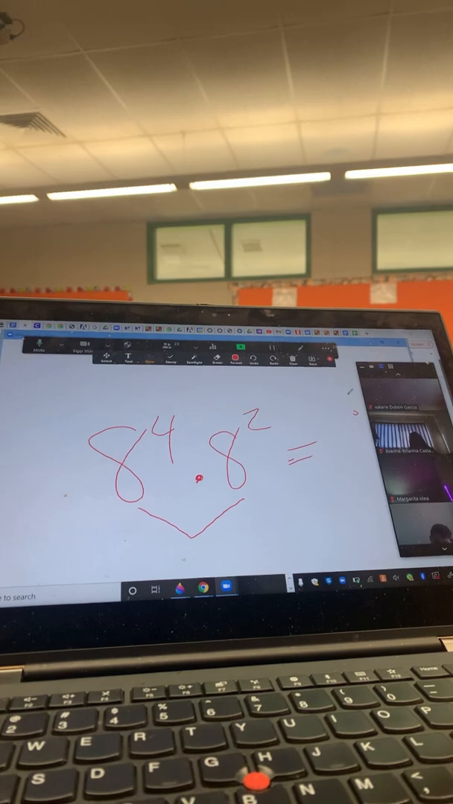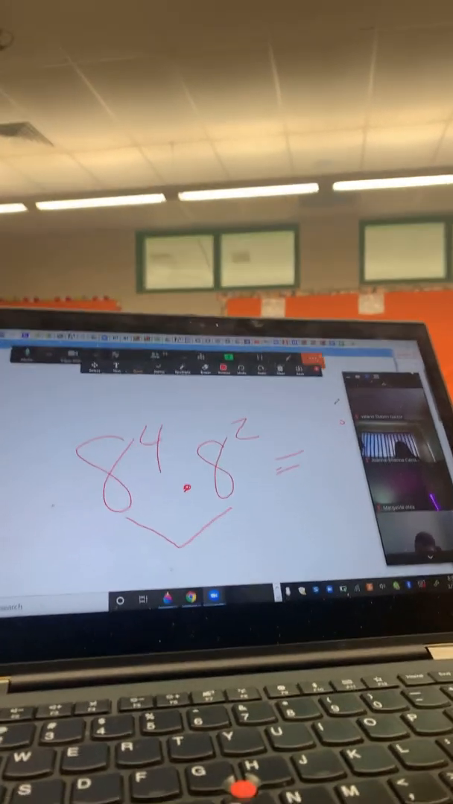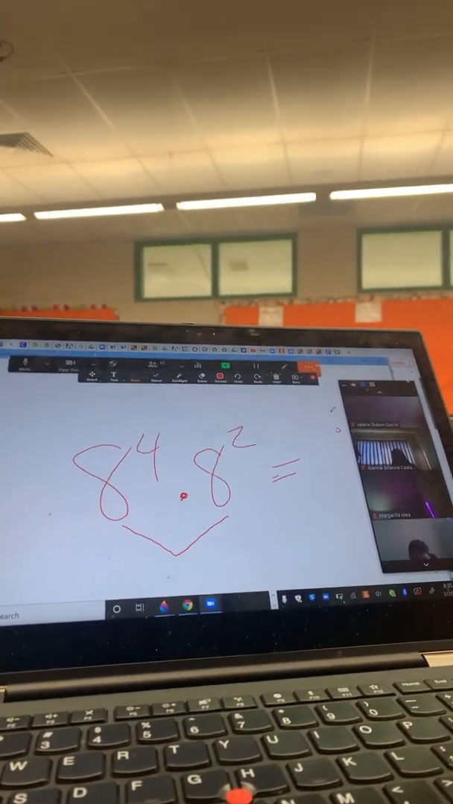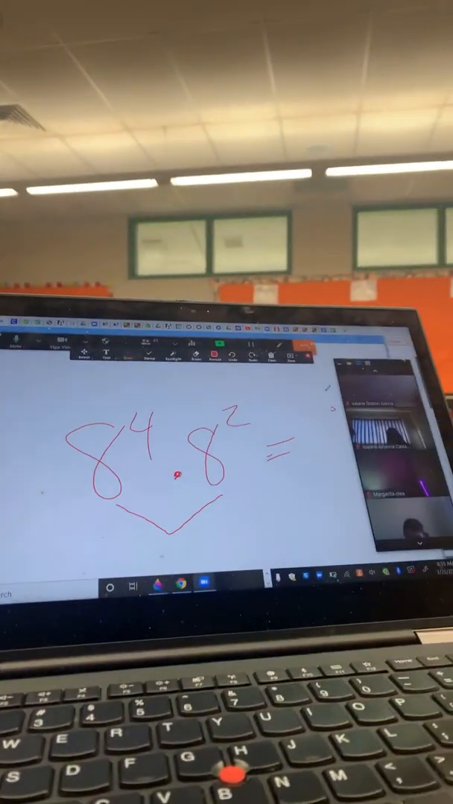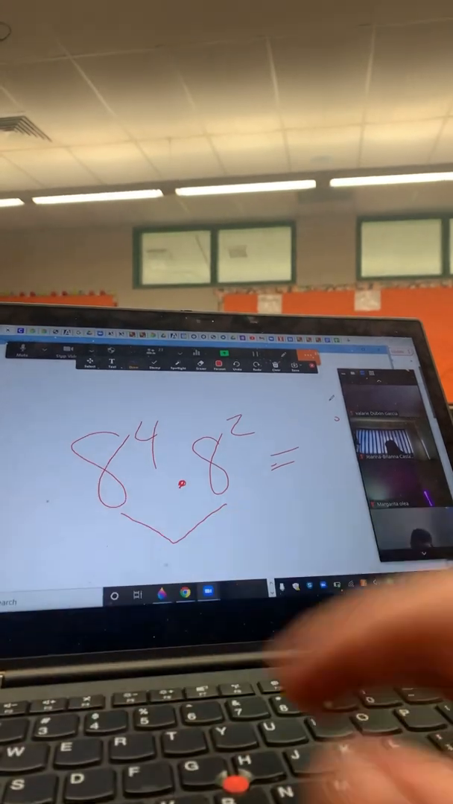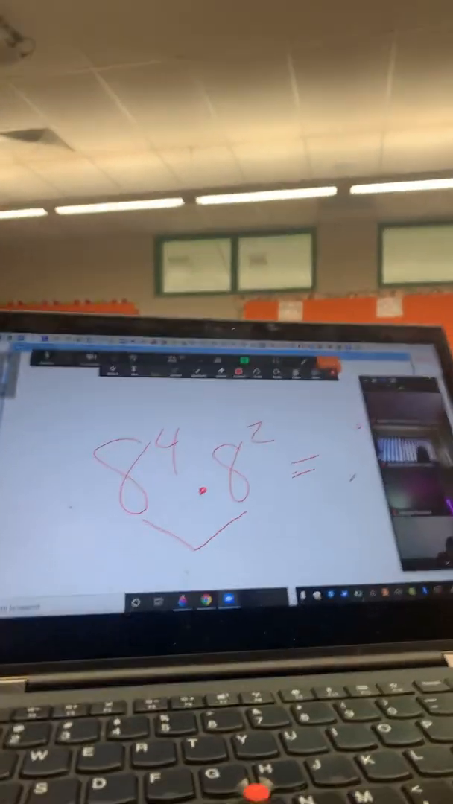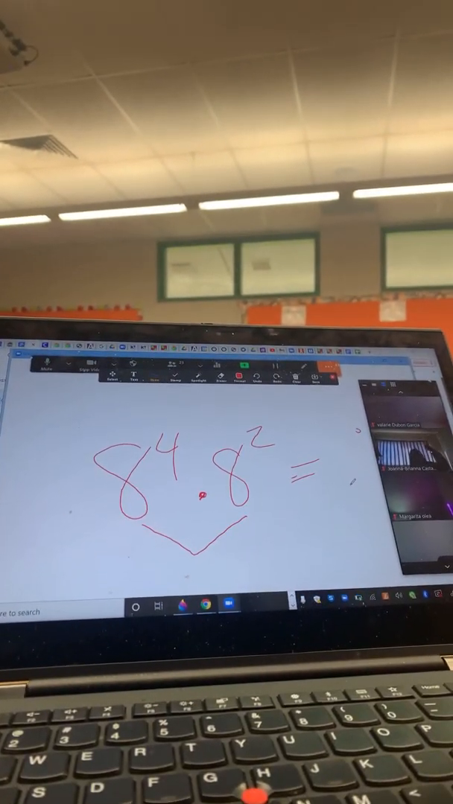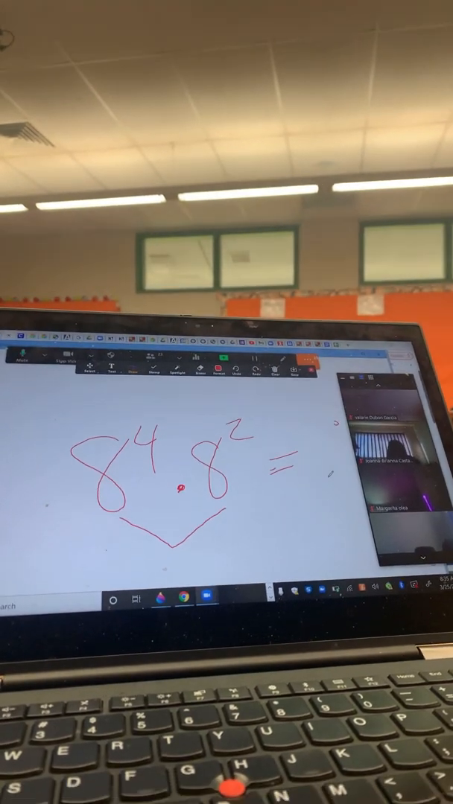Good. The bases need to be the same, right? That's the first thing we need to look at. Are the bases the same in this problem? Joanna, are the bases the same? There we go. Thumbs up. Yes, they are. They are the same.